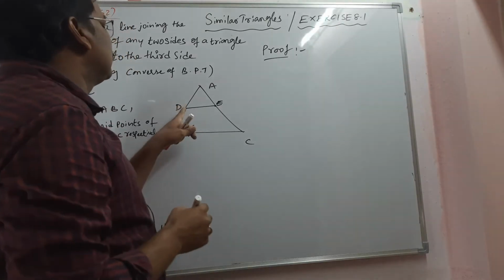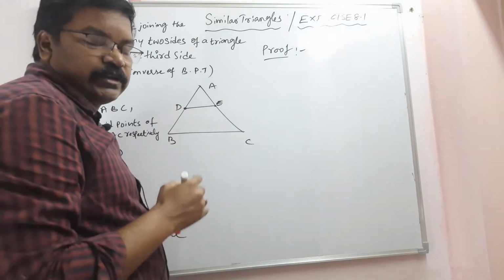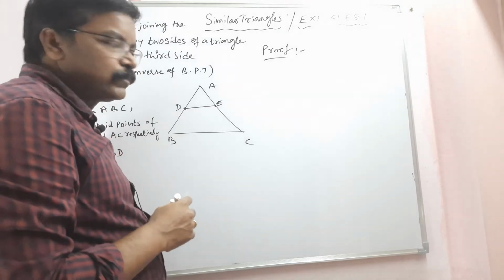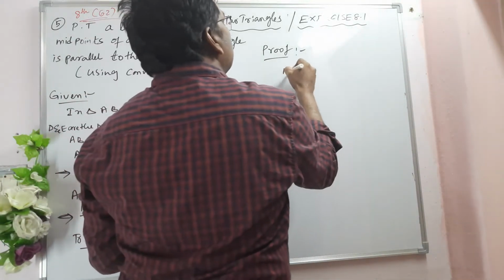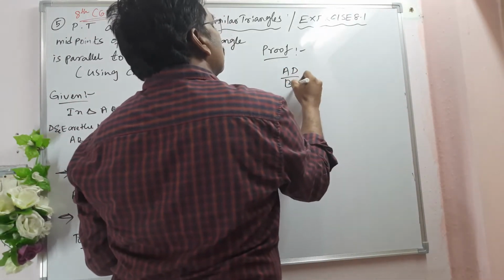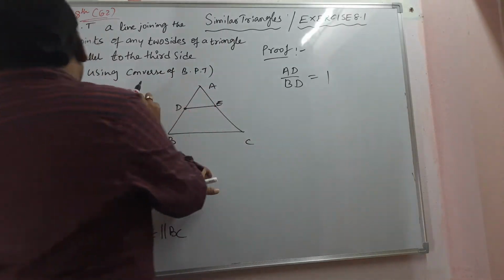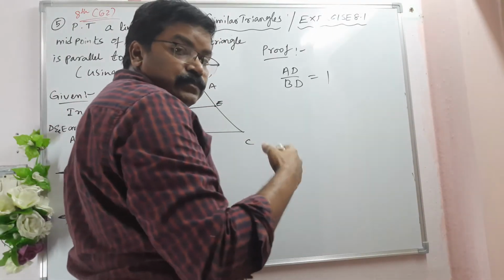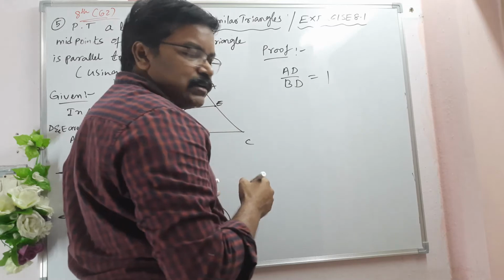Here, D and E are the midpoints. See, what is AD by BD, students? According to this sum, AD by BD is equal to 1.